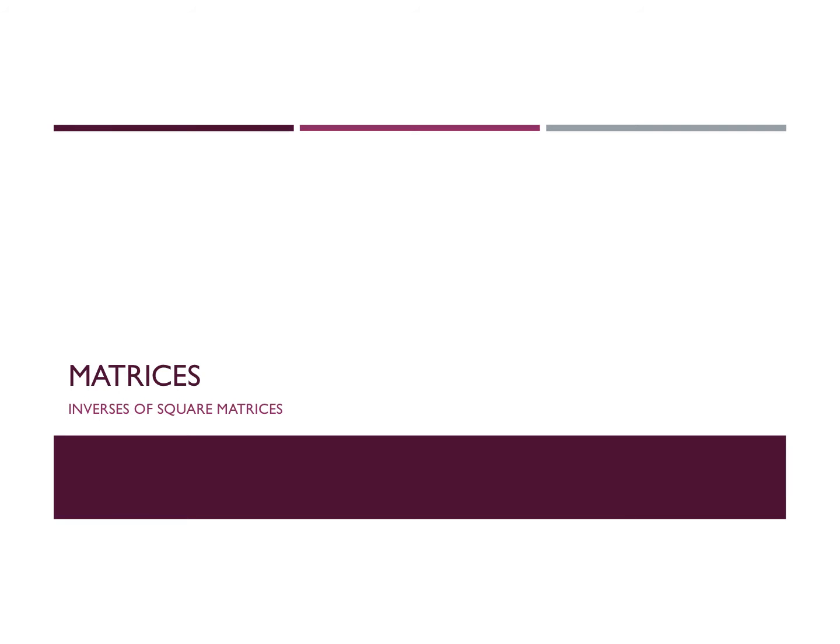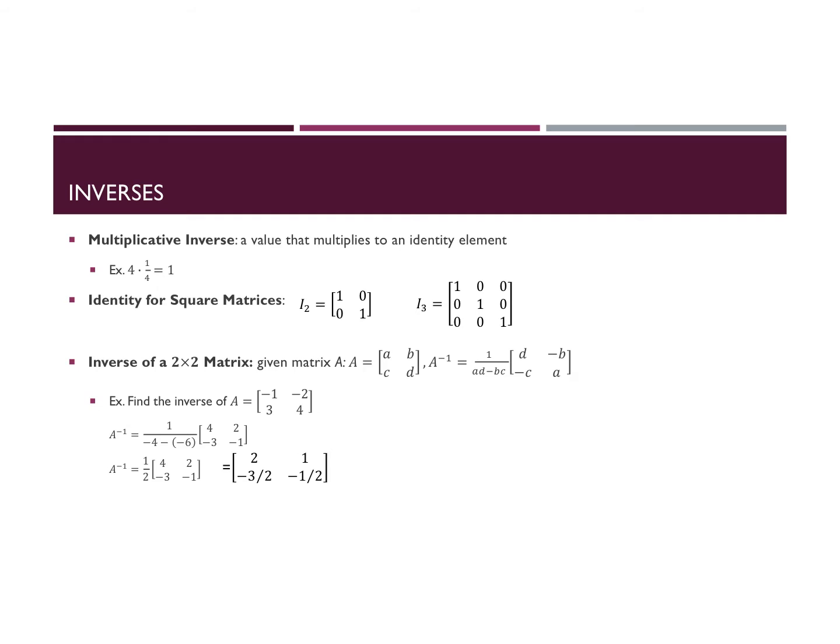Today you will be finding the inverse of a square matrix. So some terminology, we have the multiplicative inverse. This is a value that multiplies to an identity element. For example, we know 4 times 1/4 is 1.